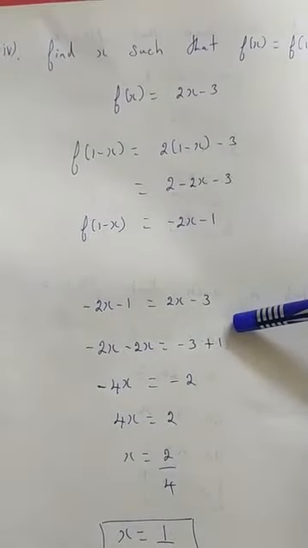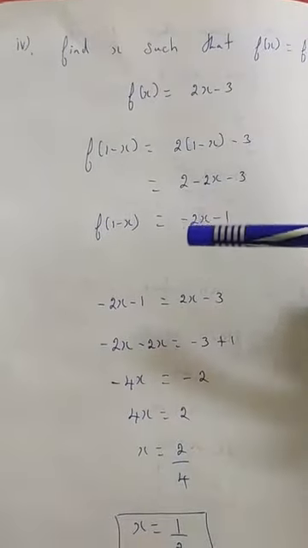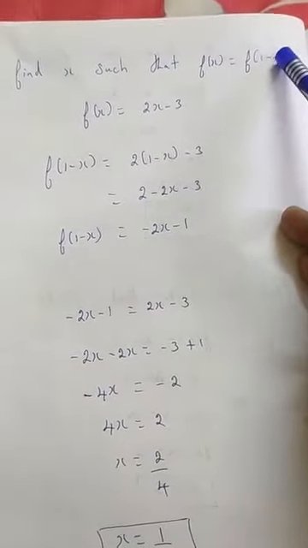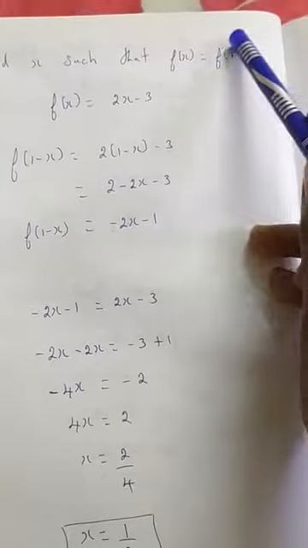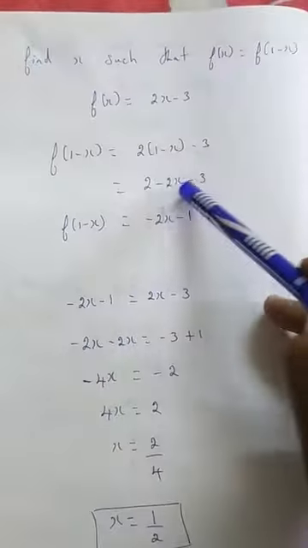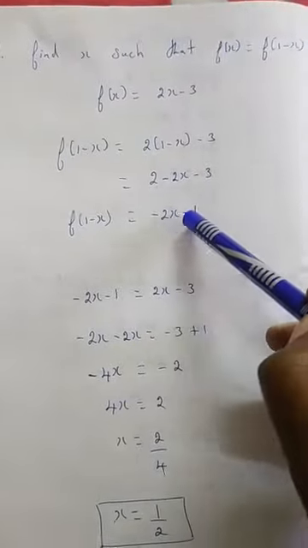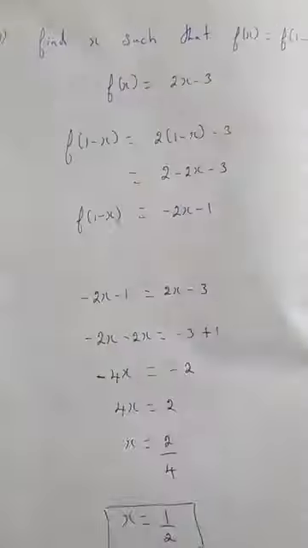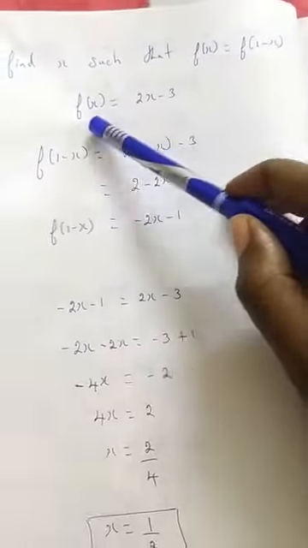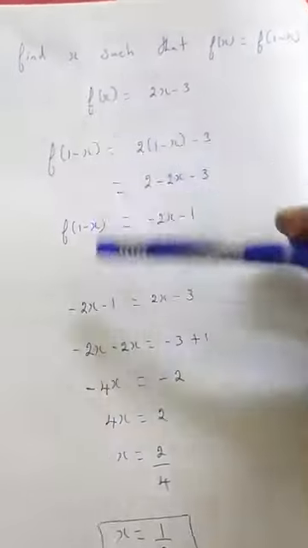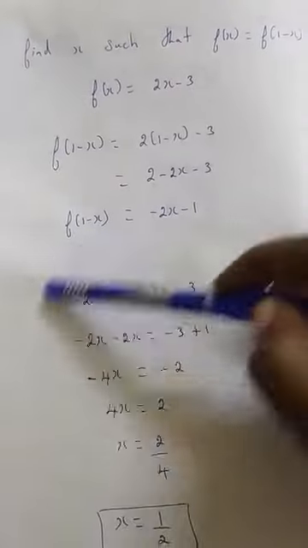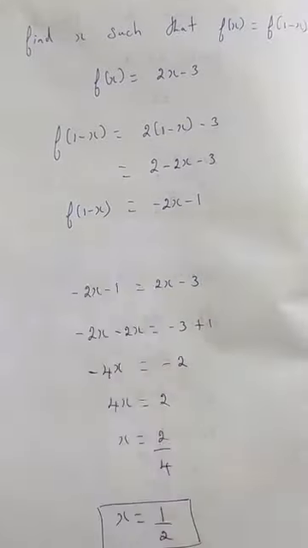Now we have to use the same method we used for the previous two subdivisions. f of x is equal to f of 1 minus x. So we have to substitute the f of 1 minus x value in the place of f of x here. So we found out the value, right? What is the value? Minus 2x minus 1. So in the place of f of x, I substitute this value, that is minus 2x minus 1, is equal to 2x minus 3. Now the same way, we have to find the value of x.